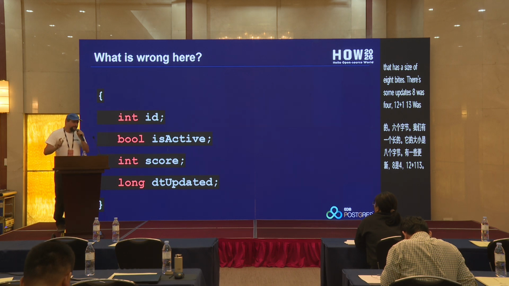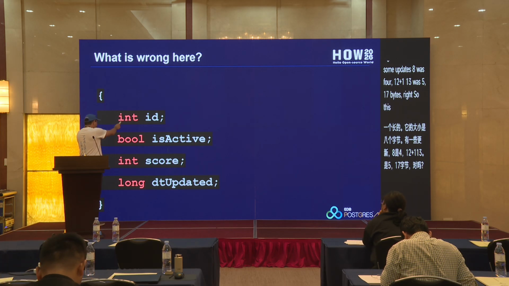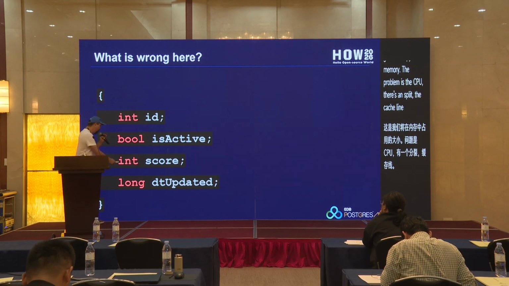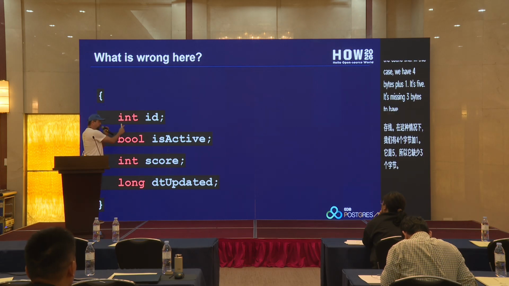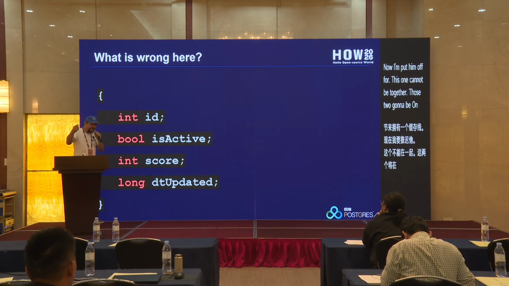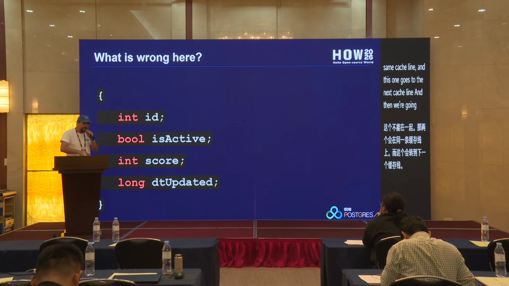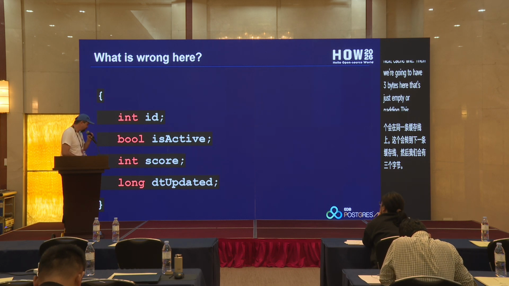But the problem is, the CPU doesn't split the cache line. So in this case, we have 4 bytes plus 1, it's 5. So it's missing 3 bytes to have a cache line. But now I'm putting on 4. This one cannot be together. Those two are going to be on the same cache line, and this one goes to the next cache line. And then we're going to have 3 bytes here that are just empty, or padding. This is what the padding does.